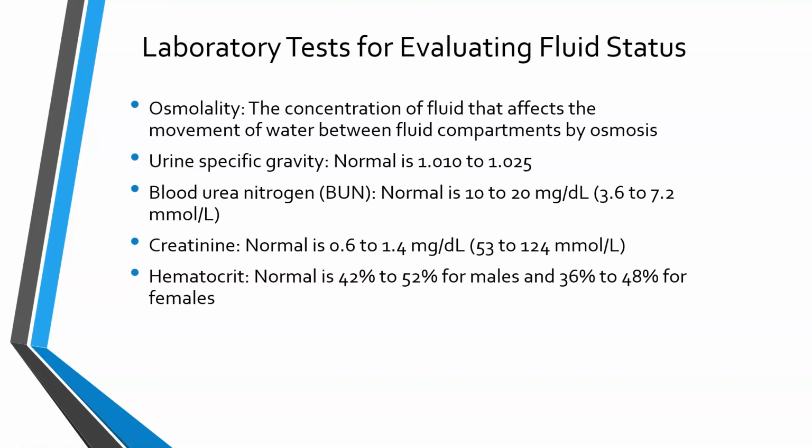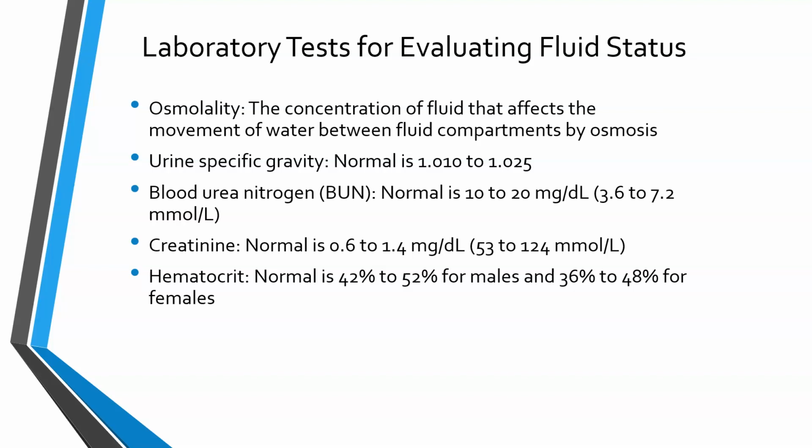Lab values that you need to have an understanding of: osmolality, that talks about the concentration of fluid that's affected by the movement of water between fluid compartments by osmosis. Our urine-specific gravity, make sure you know your ranges there. Our BUN, which is blood urea nitrogen, normal values are 10 to 20. When I was in nursing school, hopefully this may help some if you have a hard time remembering your BUN, I would say that it would take about 10 to 20 minutes to make buns in the oven. So that might help a few of you.